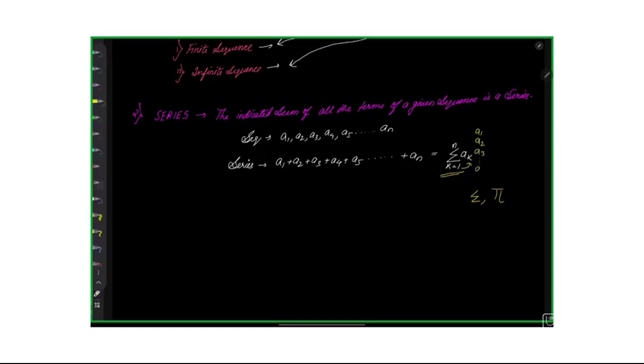Now, as the summation sign means we have to just add all the terms, right? So if I write anything, for example, summation k equals to 1 to n, Bk, this will be nothing but B1 plus B2 plus B3 dot dot dot Bn, right? If I talk about pi, k equals to 1 to n, Ck, as it is a pi, terms will be multiplied, right? So it will be C1 into C2 into C3 dot dot dot Cn, right?